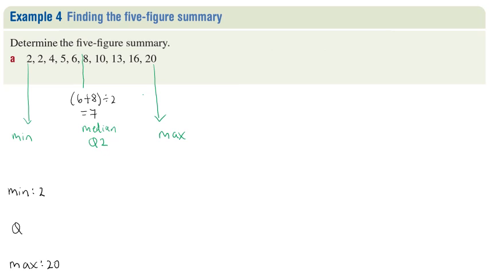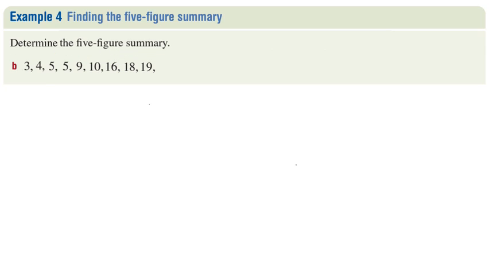So Q2 is 7. Then I need to find the median of the lower numbers, which is here. So that's just the middle, which is 4. So that is my Q1. So Q1 is 4. And then the median of the upper numbers, which is 13 here. So that is Q3. So Q3, 13. So there is my 5-figure summary.